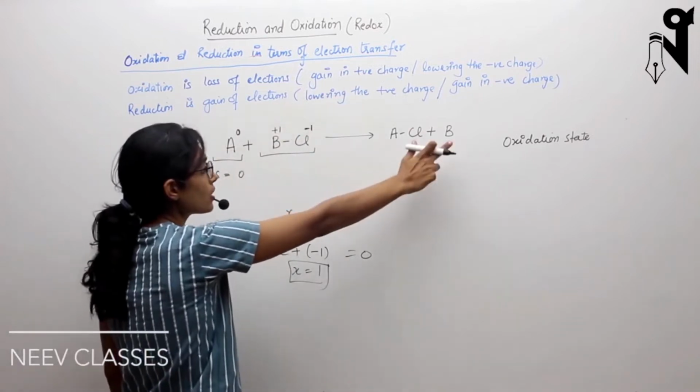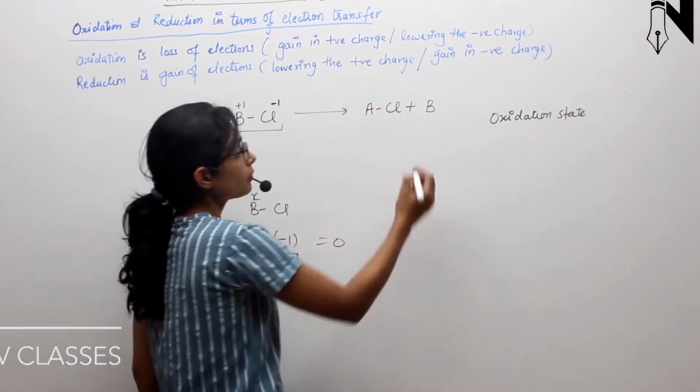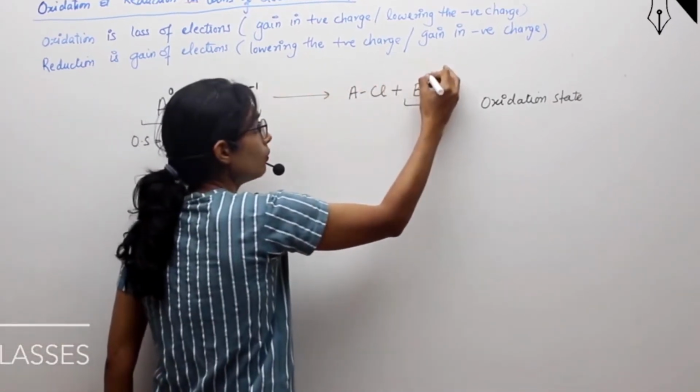Now look, when the reaction has happened, what changes happened on A and B in terms of oxidation state? B, which was +1 over here, has become what? 0 over here.